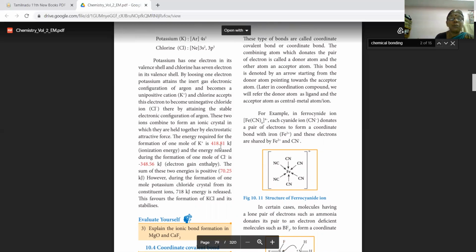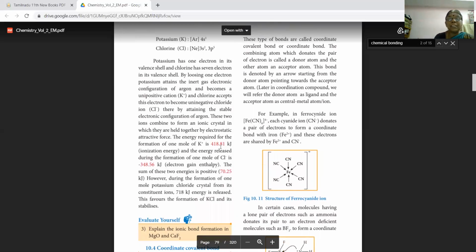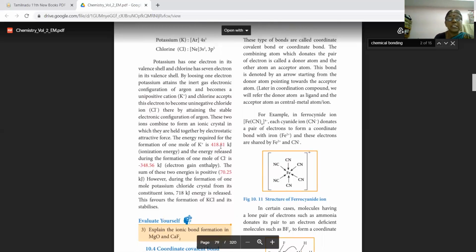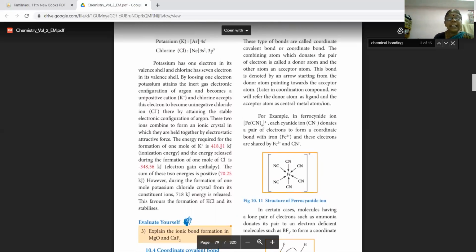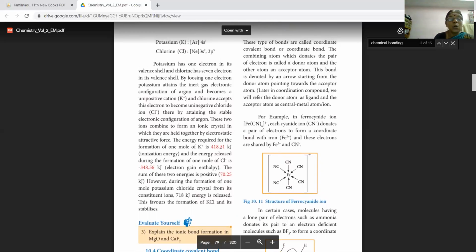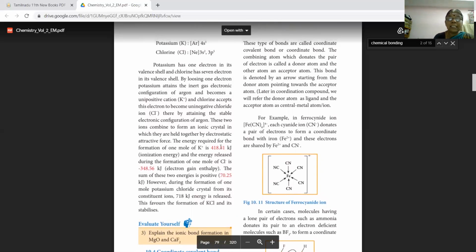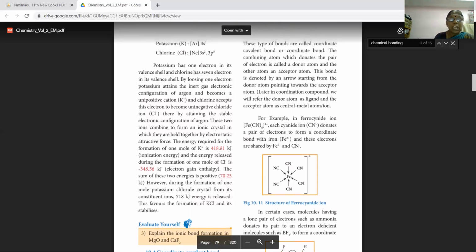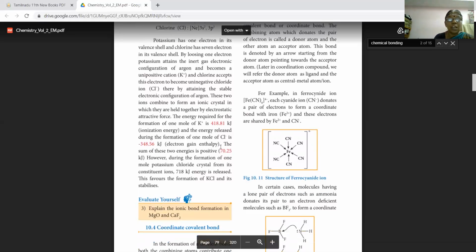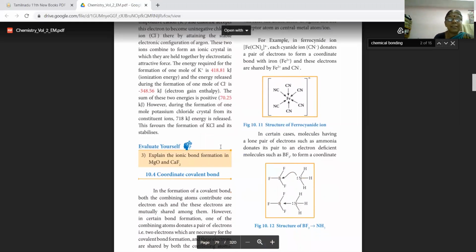The energy required for the formation of 1 mole of K plus is 418.81 kilojoules, that is ionization energy, and the energy released during the formation of 1 mole of chloride ion is minus 348.56 kilojoules, that is called electron gain enthalpy. The sum of these two energies is positive, that is 70.25 kilojoules. However, during the formation of 1 mole of potassium chloride crystal from its constituent ions, 718 kilojoules of energy is released. This favors the formation of potassium chloride and it stabilizes.